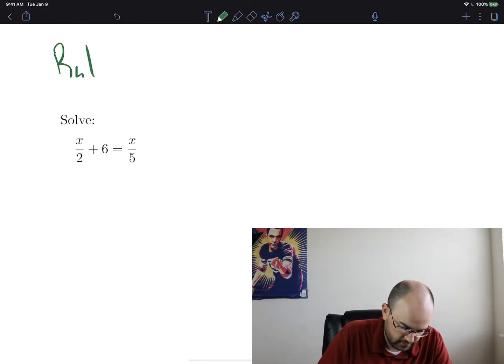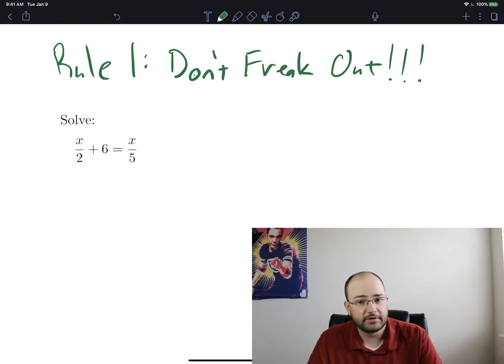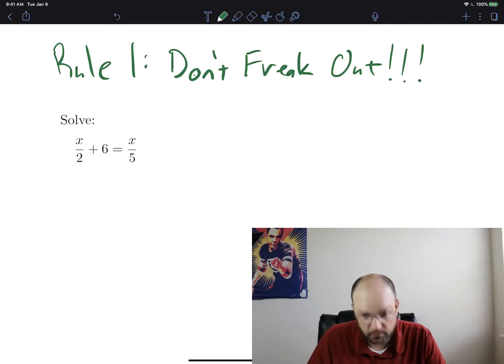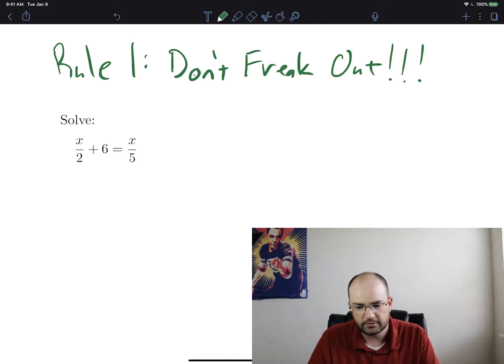Rule 1, don't freak out. That's a really important rule. The reason I say that is because if you start freaking out, not only are you going to waste your time, but you're also going to have your brain start misfiring. By freaking out, you're literally making it so that you are not going to be able to think how to solve the equation. So rule 1, do not freak out.